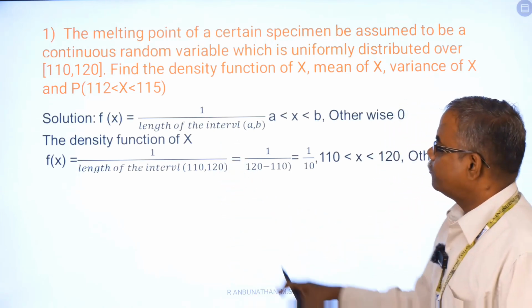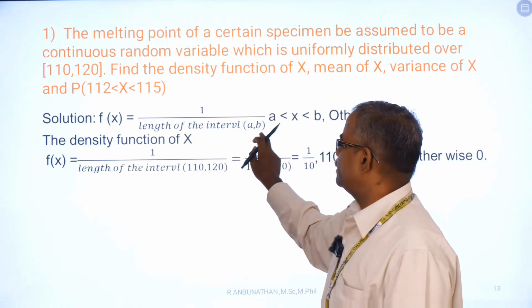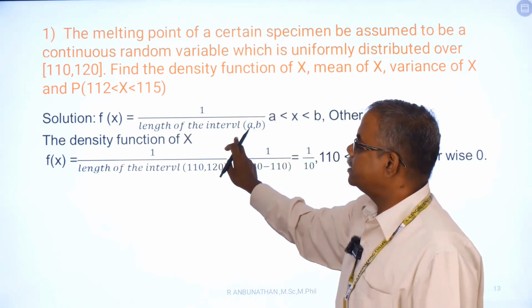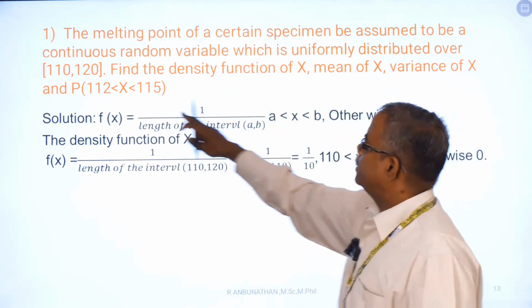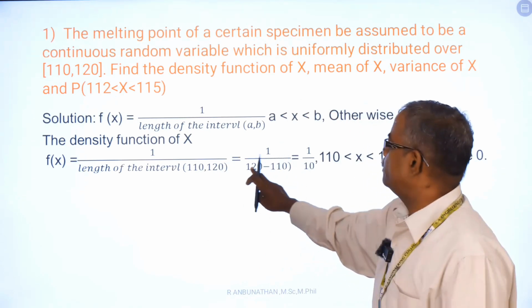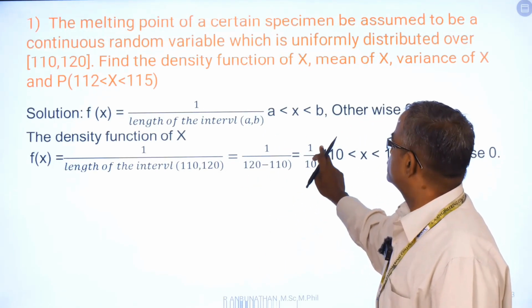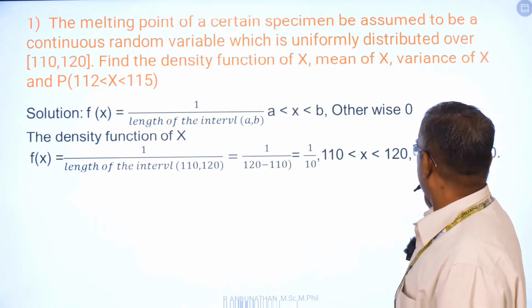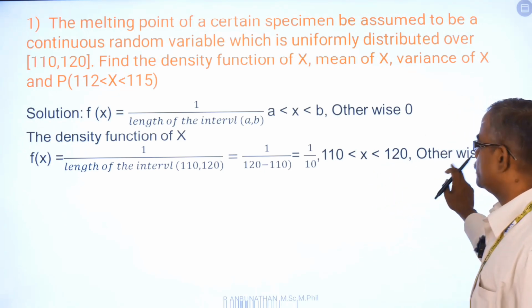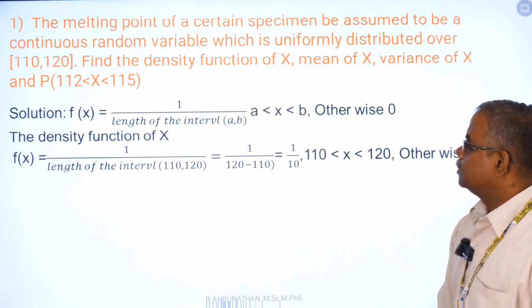We already know the function f of x is 1 by the length of the interval (a, b). This is the definition we have already seen. The interval given is 110 to 120, therefore 120 minus 110 gives 1 by 10. This is the value from 110 to 120, and the other value is 0.